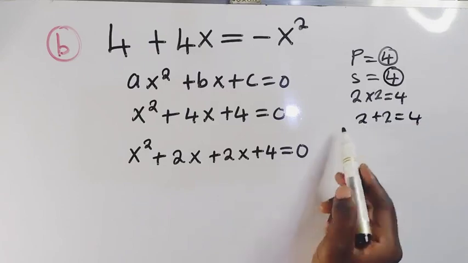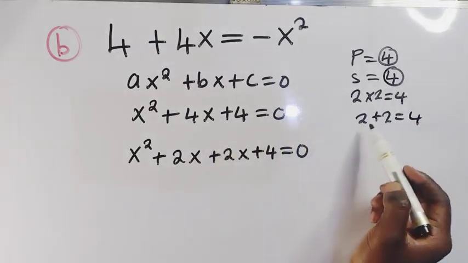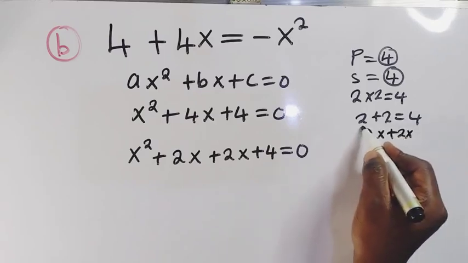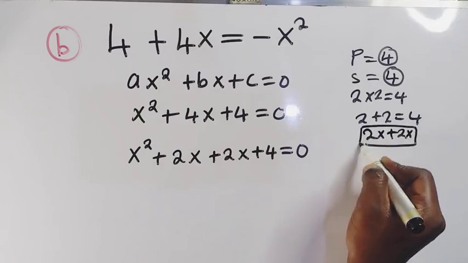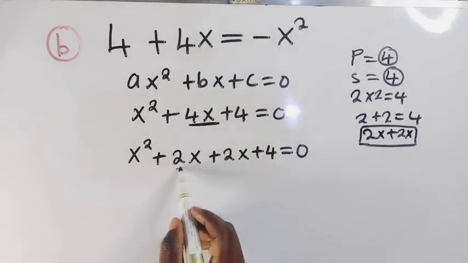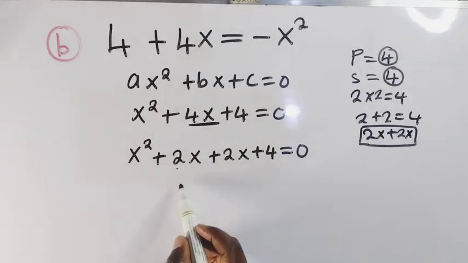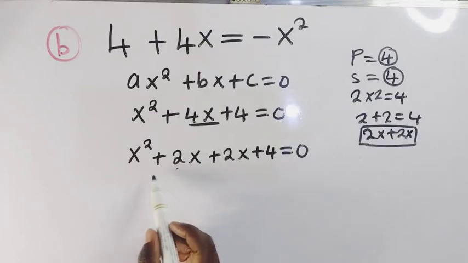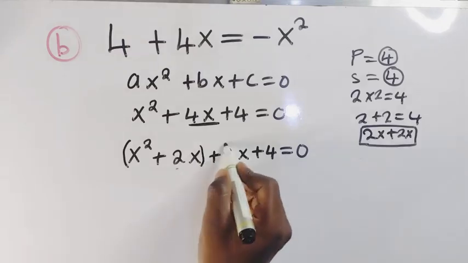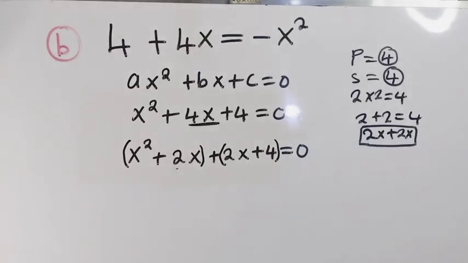So the variable that I have is x. So this will be 2x plus 2x. I'll substitute this right here on this sum. That's why you're able to see these two values in the middle. So from here you have 1, 2, 3, 4 terms. You can group them like this. So after grouping them, then you can factorize. So you are going to factorize now.